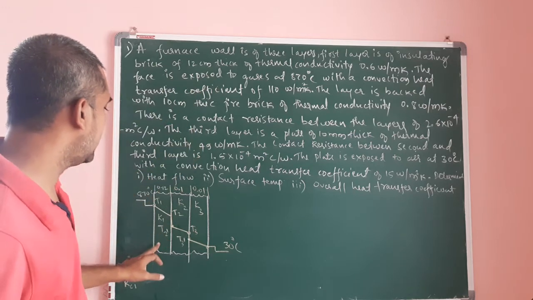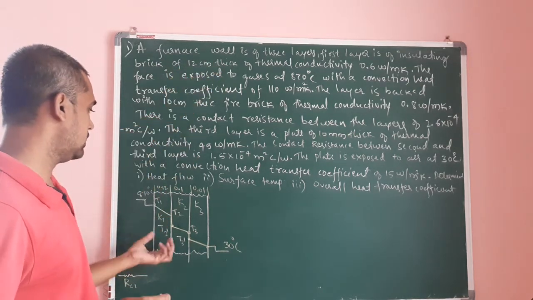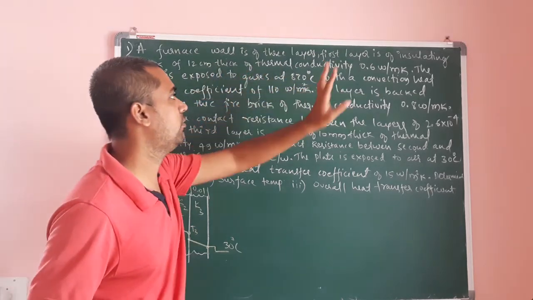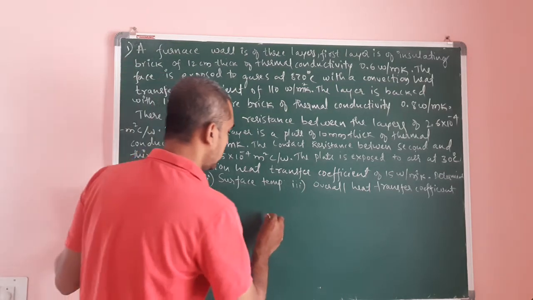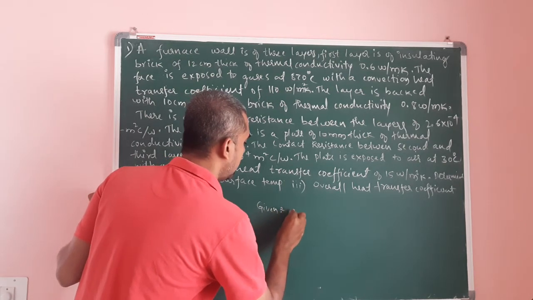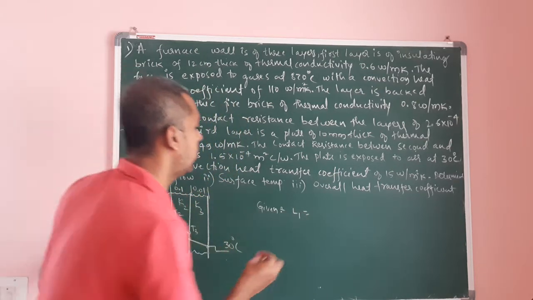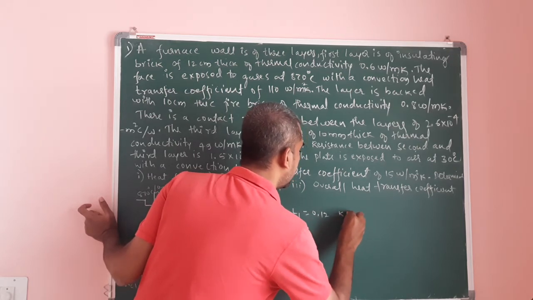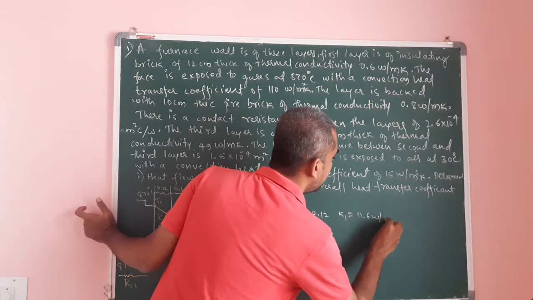First layer is insulating brick of thickness 12 cm. This layer is having a thickness of 12 cm and a thermal conductivity of 0.6. I will write its given data here. Given data. Okay. First layer, I will call it as L1. Thickness of the first layer is 0.12. Okay. And thermal conductivity of the first layer K1 is equal to 0.6 watt per meter Kelvin.